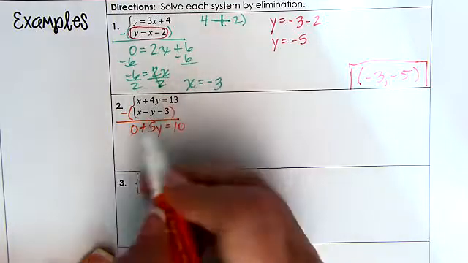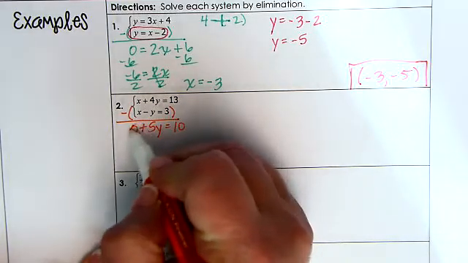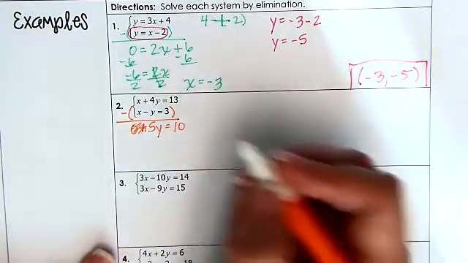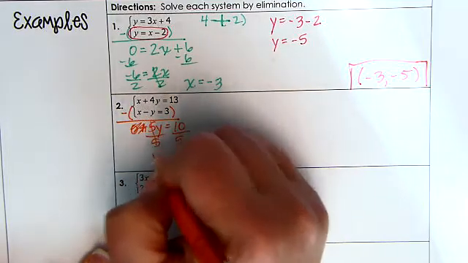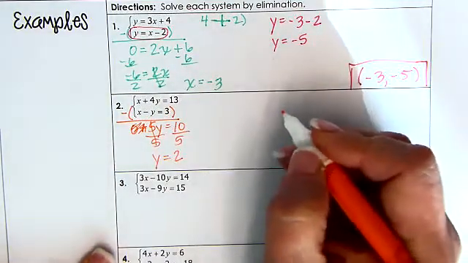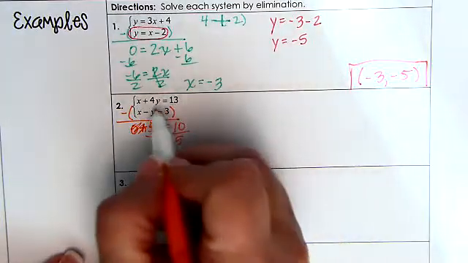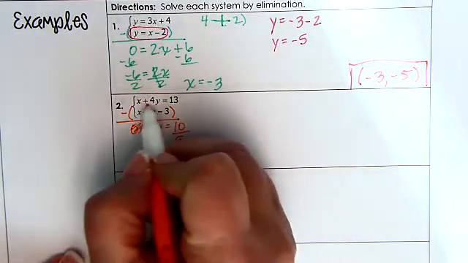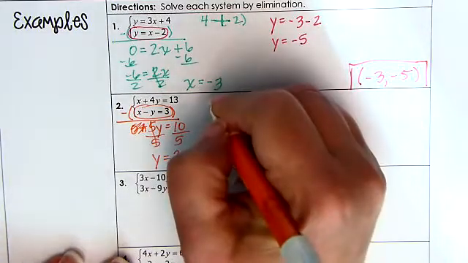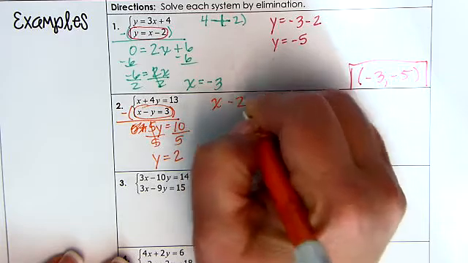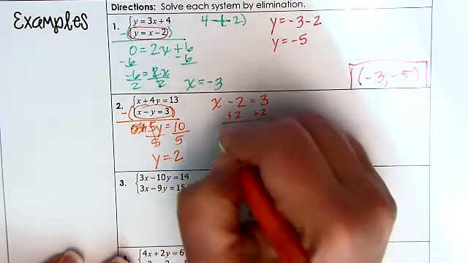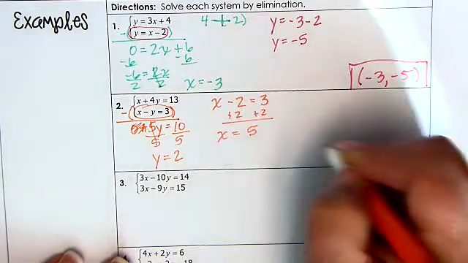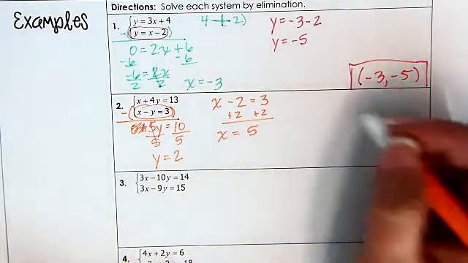equals 10. And technically, do I need to write the 0? No, I don't have to write that at all. So now I just divide by 5, y equals 2. And now I'm going to pick, I always pick the easier equation. So I'm going to have x minus 2 equals 3. So add 2, x equals 5.